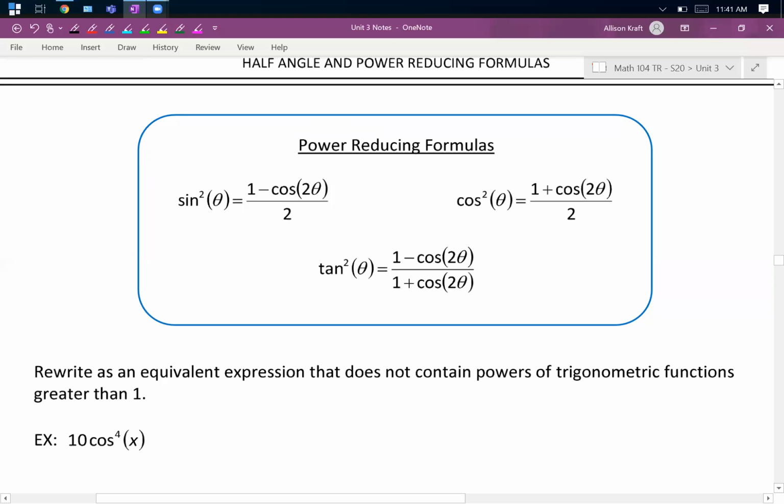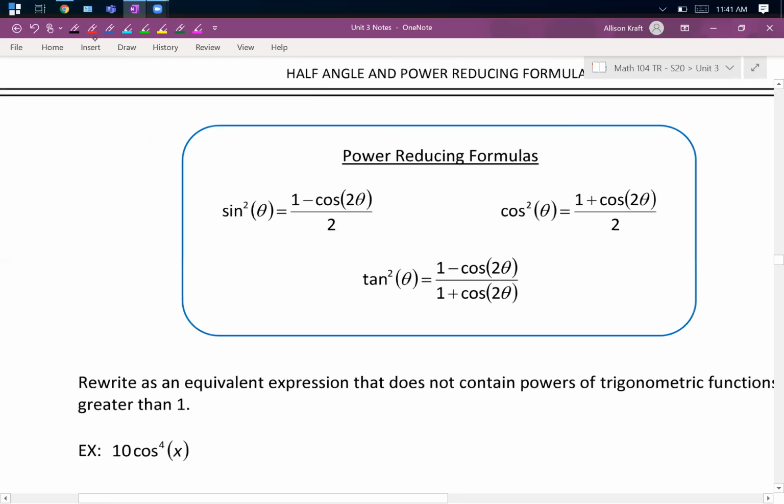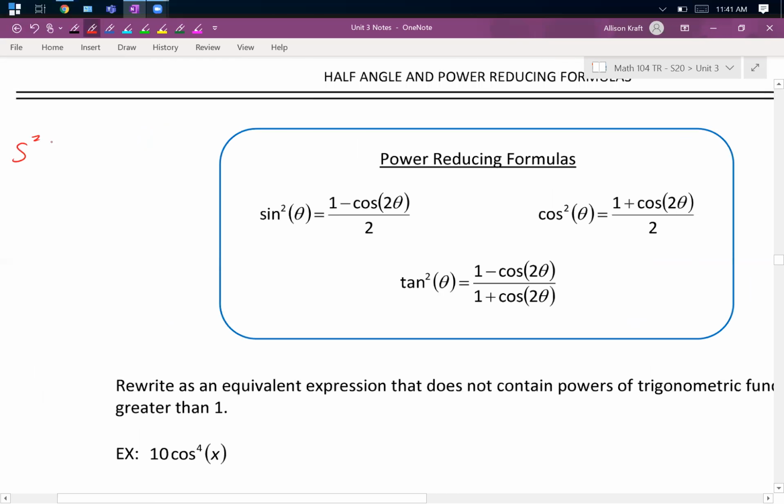9 times out of 10, when we are solving an equation or proving an identity and we come across sine squared or cosine squared, we are going to be using the Pythagorean identity, not a power reducing formula. So I just want to throw that out there. Remember, sine squared plus cosine squared equals 1. A lot of times we'll manipulate this and replace sine squared with 1 minus cosine squared, or replace cosine squared with 1 minus sine squared. So just heads up on that.